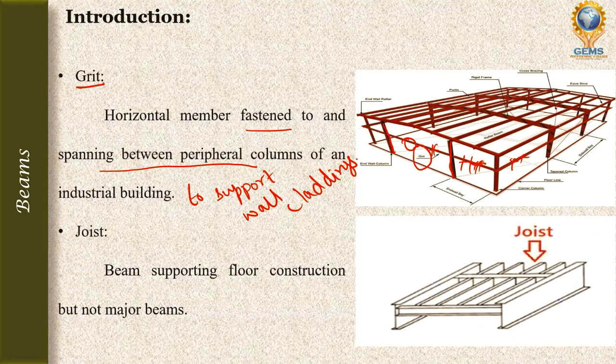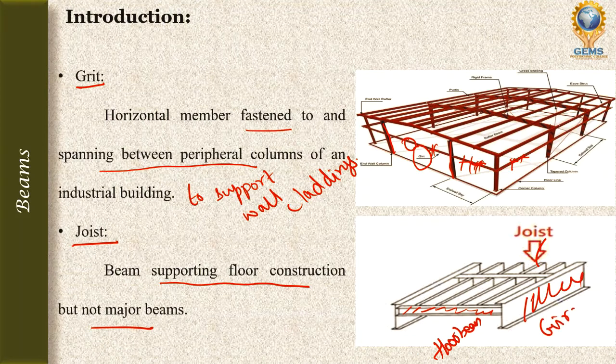Next one is the joist. We know the joist is the beam that supports the floor construction, but it is not a major beam. So this is the joist. This one is the major beam or floor beam. This part is the girder, and these beams are called joists.